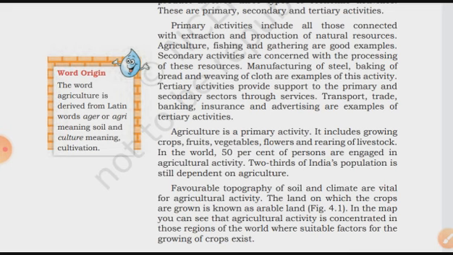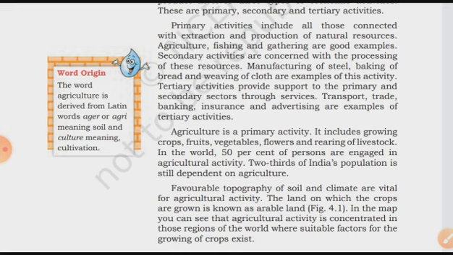They have given examples here: manufacturing of steel, baking of bread and weaving of clothes are examples of this activity. Then the third kind of activity is tertiary activity. It provides support to the primary and secondary sectors through services, transport, trade, banking, insurance and advertising. These are some examples of tertiary activities.